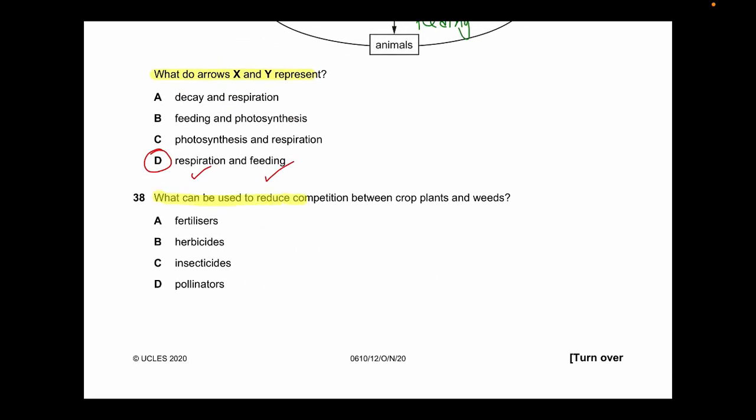What can be used to reduce competition between crop plants and weeds? Crop plants and weeds. For weeds, we must apply herbicides. Herbicides will kill the weeds.